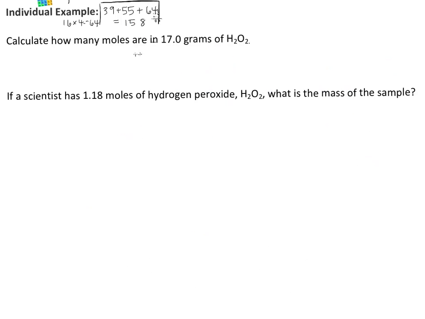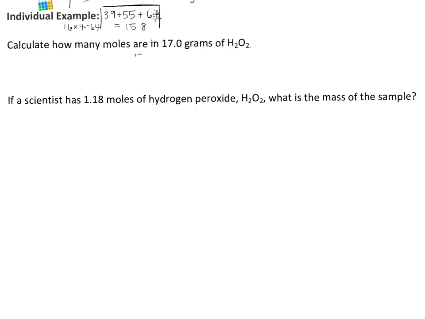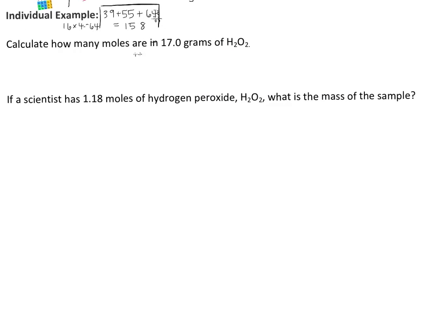So why don't we try these two different individual examples? Number one, calculate how many moles there are in 17.0 grams of H2O2. And number two, if a scientist has 1.18 moles of hydrogen peroxide, or H2O2, what is the mass of the sample? And when you're done, resume watching the video to check your setup and work.